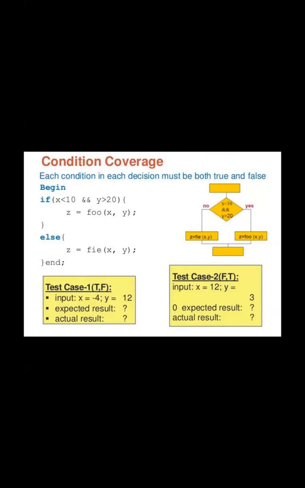For the given code, we have drawn the corresponding flow graph as it is from the code. Here we have two variables x and y. If we give the x value as -4 and y equal to +2, then the expected result will be +3. And if you change the value to x equal to +12, y equal to 3, then the expected result will change correspondingly, based on the function we are executing, FOO or FIE.